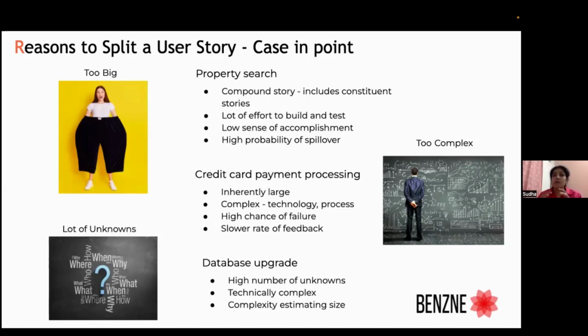Instead, you would rather choose a POC kind of a thing so that you get to know all the unknowns and then go into actual implementation, right? So these are a few examples that you can relate to, which form the reasons for splitting a story: it is either complex, filled with uncertainties, or a compound story.